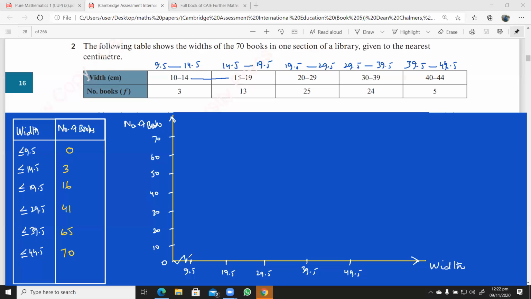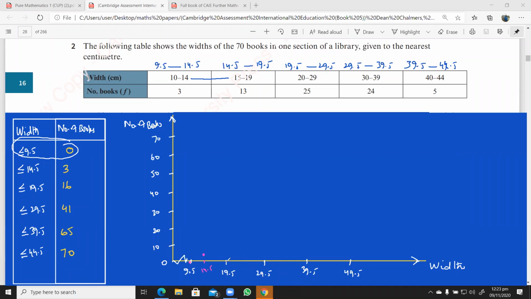Now we have 9.5. The first point over here is 9.5 comma 0, so I'll be marking this over here. Let me change the color, maybe I can take the pink. So this is 9.5 comma 0. Then I have 14.5 comma 3. Here it is 14.5, so 3 looks to be somewhere over here. I'm just estimating. If you have the graph paper, you can draw an exact curve.